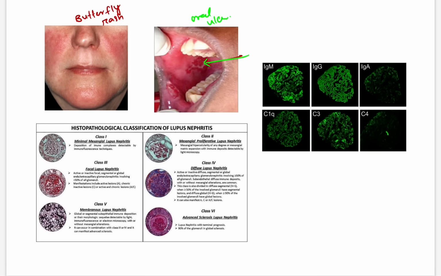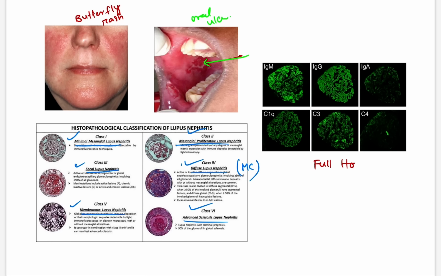in a case of SLE. Lupus nephritis histopathology classification you should know, because this may be asked in the next exam. Minimal mesangial type 1, type 2 is mesangial proliferative, type 3 focal lupus nephritis, type 4 is diffuse lupus nephritis, this is most common, type 5 is membranous lupus nephritis, and type 6 is advanced sclerosis lupus nephritis. And this is another important question that may be asked in the next exam.